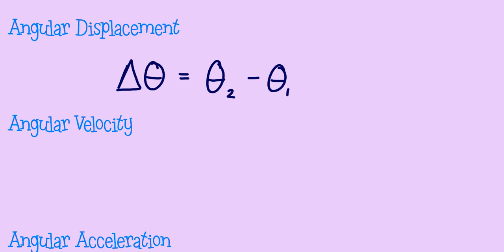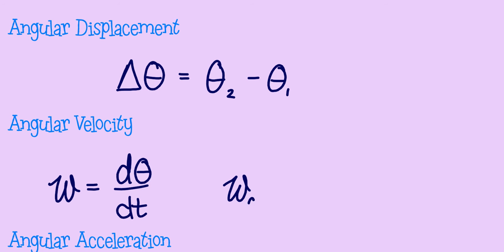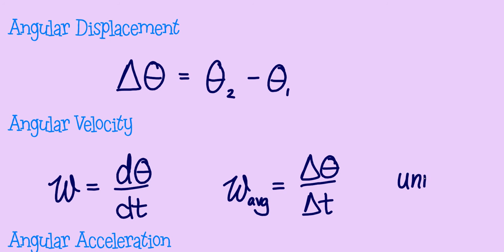After displacement, the next logical quantity is velocity. Angular velocity, similar to linear velocity, can be found using a derivative, d theta dt, or the rate at which an object's angular position changes. Now, this gives us an instantaneous angular velocity, but if we just wanted an average value for something that's traveling at a constant angular velocity, we could use the angular displacement divided by time. In either case, the units are radians per second.